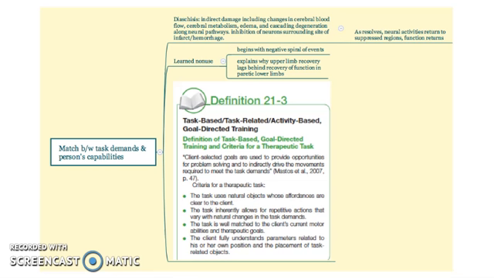The criteria for that therapeutic task is that the task must use natural objects whose affordances are clear to the client. They need to understand what they're doing, of course. The task inherently allows for repetitive actions that vary with natural changes in task demand. We talk a lot about repetition in OT. It's the key to mastery. The task is well matched to the client's current motor abilities and therapeutic goals. And the client fully understands parameters related to his or her own position and the placement of task-related objects.